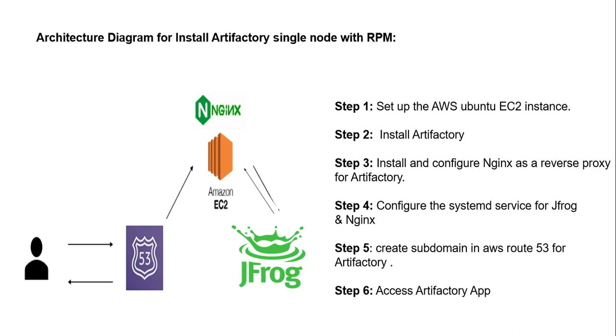Step 2. Installing Artifactory. We are downloading the binaries from JFrog Artifactory and using them to install it. Step 3. Installing and configuring Nginx as the reverse proxy for Artifactory. Here we are configuring Nginx to sit in front of the JFrog Artifactory server.